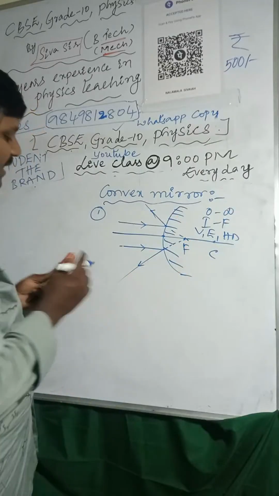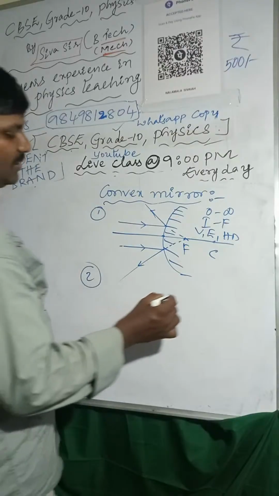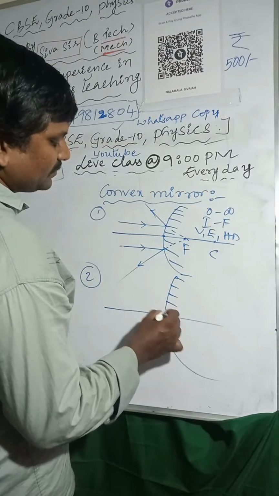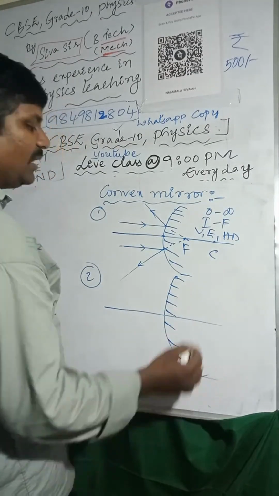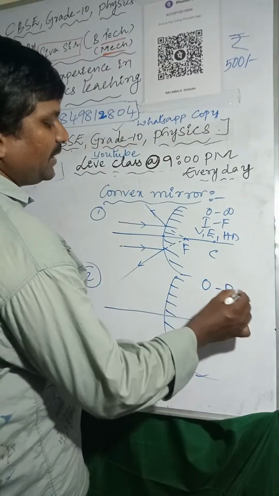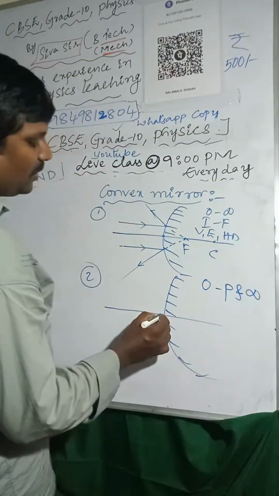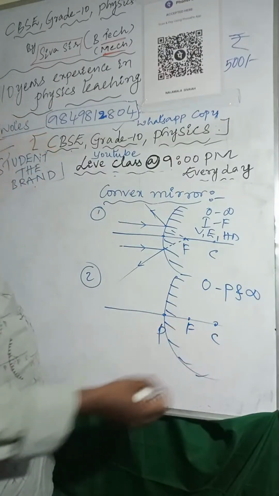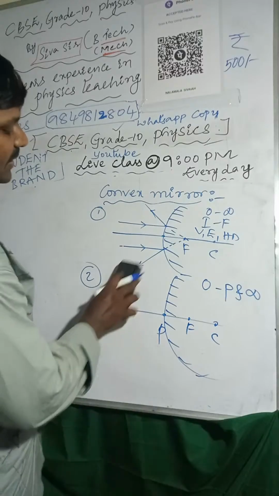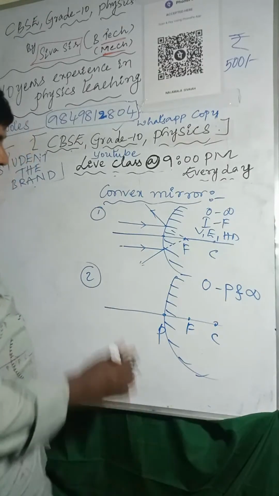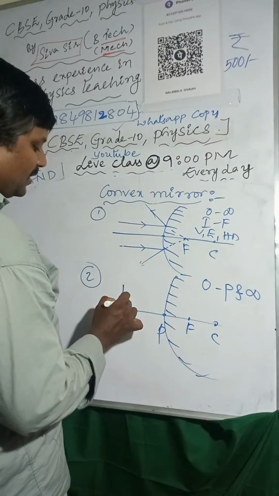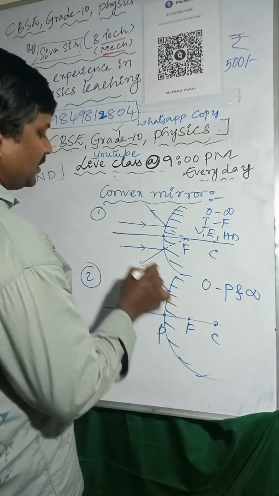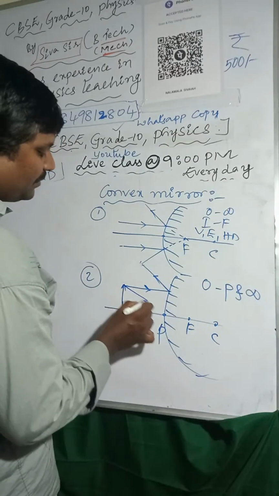Now the second case. Here object is placed between pole and infinity. So pole, focus, center of curvature. One light ray I'm taking like this. I already said object must be placed anywhere here. I'm taking one light ray, it will be reflected back. Another light ray I'm taking like this.